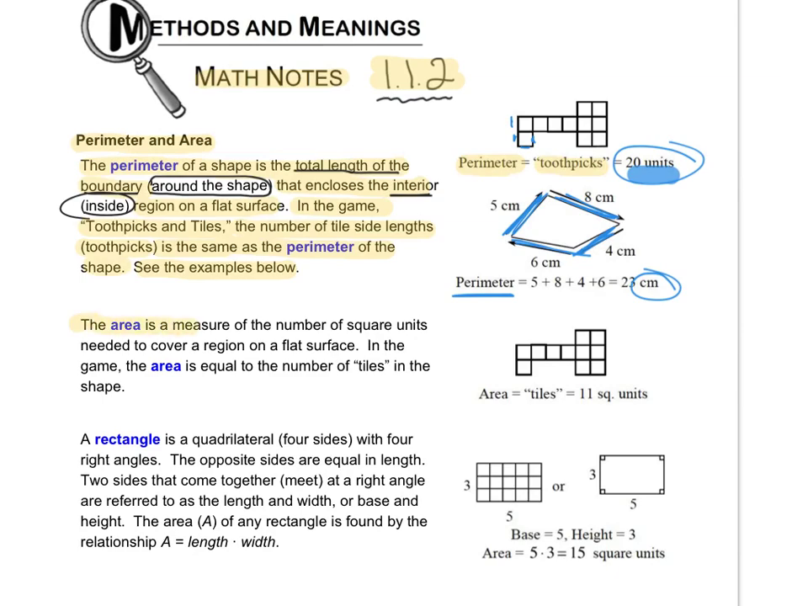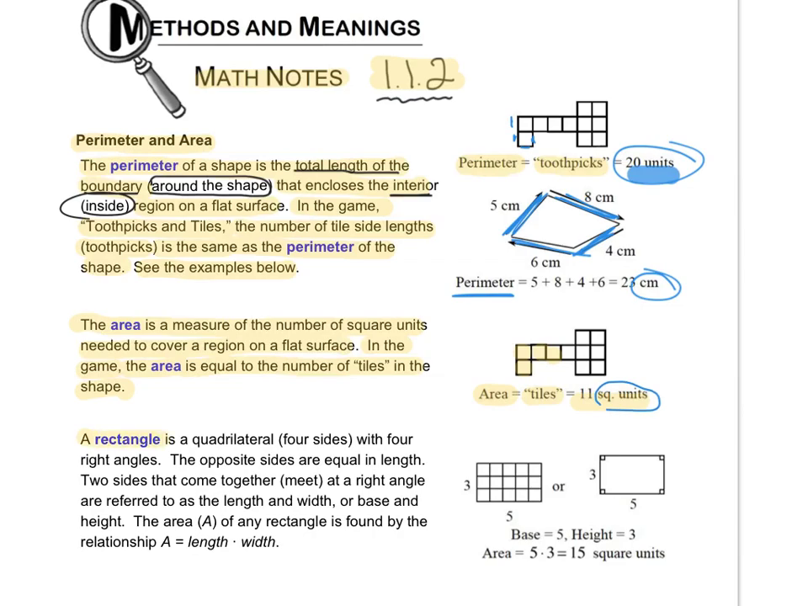The area is a measure of the number of square units needed to cover a region on a flat surface. In the game, the area is equal to the number of tiles in the shape. So let's look at over here. Area is actually the tiles, so the inside. If you count them, it's 11 square units. Notice that we count area in square units, or units to the power of 2, because we're counting the inside.